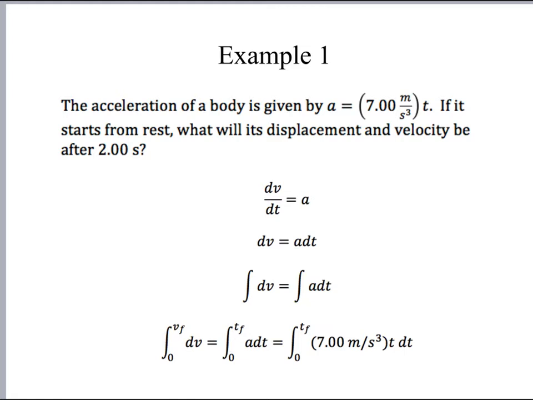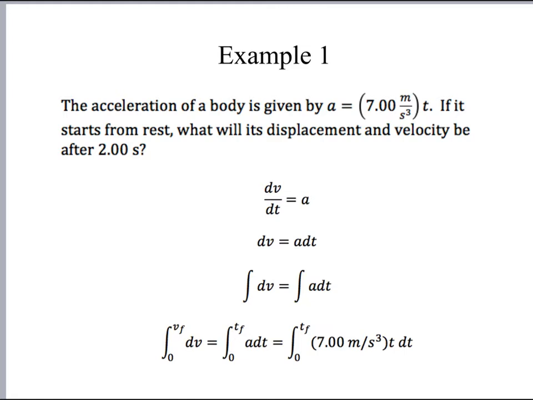So here we have a simple problem. The acceleration of a body is given by a equal to 7.0 meters per second cubed times t. Now, note the units. For an acceleration, the units need to be something like meters over second squared, a distance over a time squared. This is times t, which has seconds. It'll cancel with one of those seconds in the units here, and that leaves us with meters per second squared as the total units of this term. So our units do make sense, and I just wanted to point that out.